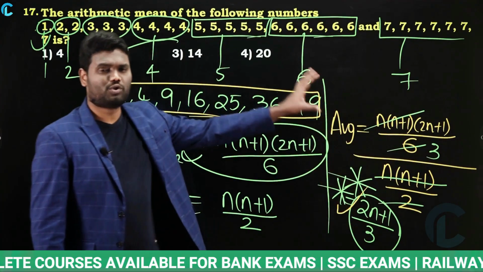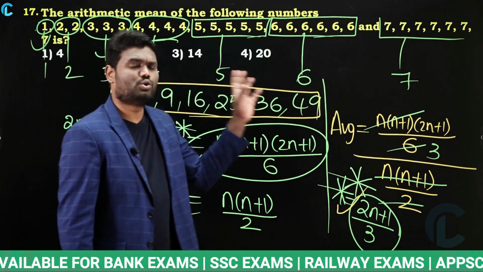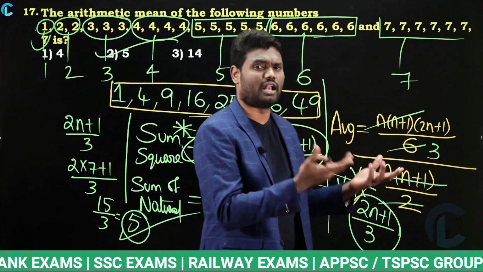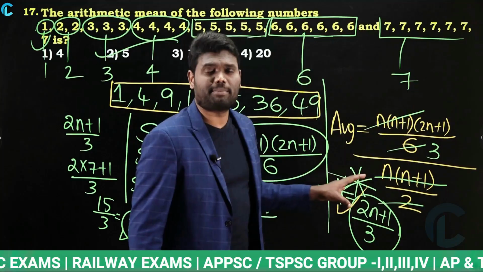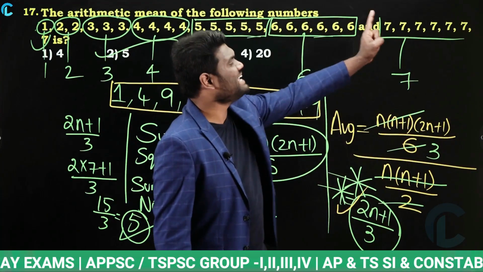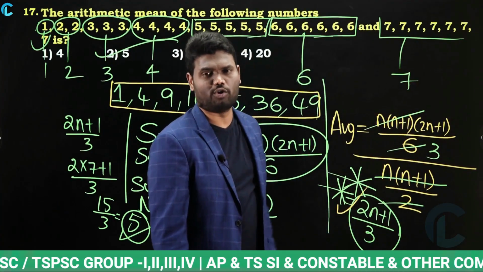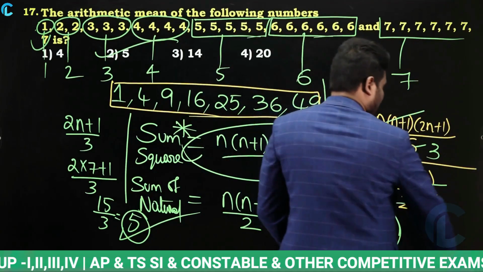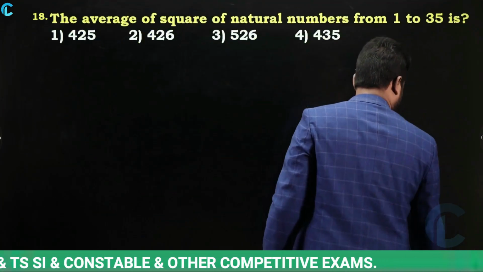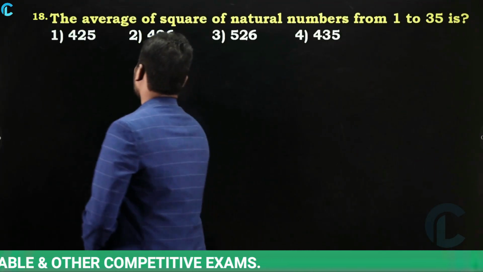So whenever you have questions in this way, 1 time, 2 times, 3 times, 4 times, and so on, the direct formula is 2n plus 1 by 3. n is the highest number you have, that is the value of n. When you substitute here, your answer is going to be 5. Okay, let us look at the next one.